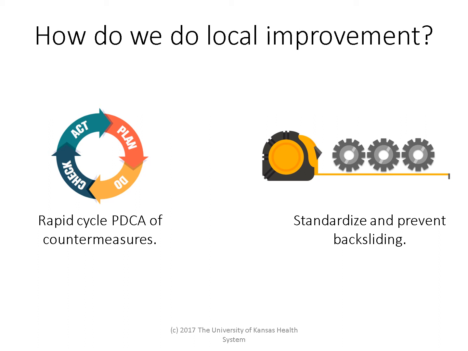So, how do we do local improvement? We start by gathering opportunities and ideas for improvement and identify countermeasures to try. We then conduct rapid cycles of PDCA and try it for a day or two. We will then observe and record the results. You will continue to go through additional cycles until you get a satisfactory result. Once you achieve that satisfactory result, you will document the new standard process and implement it on the unit. We will continue to observe and track to prevent backsliding.